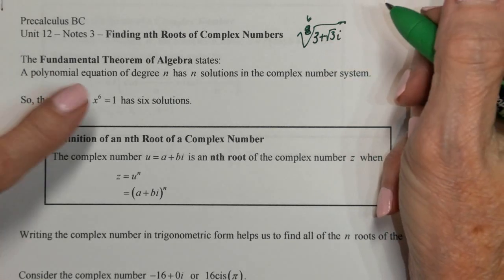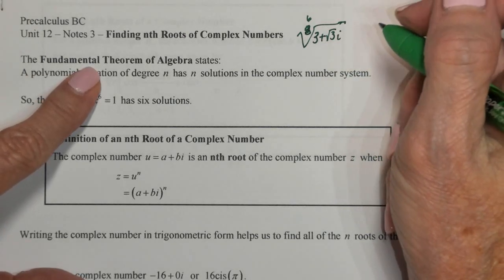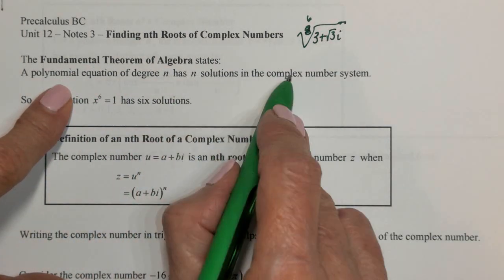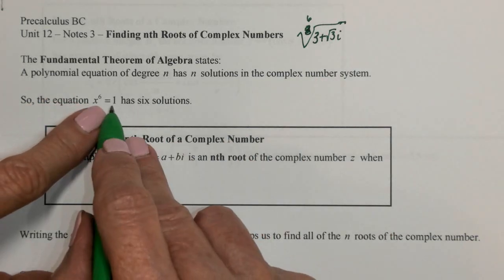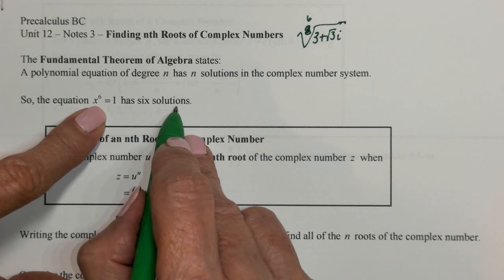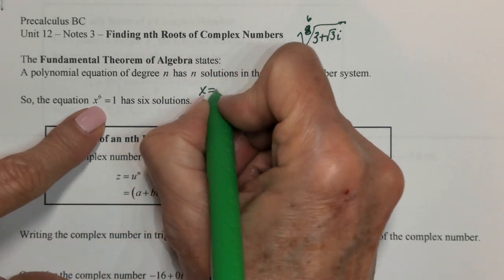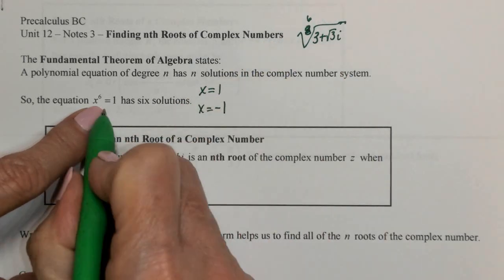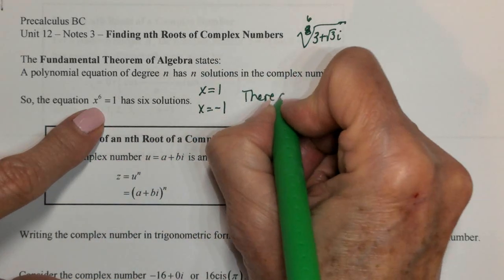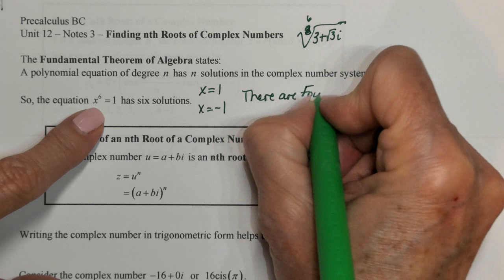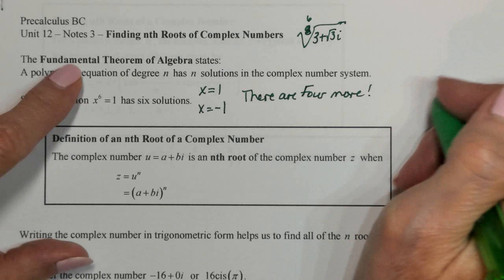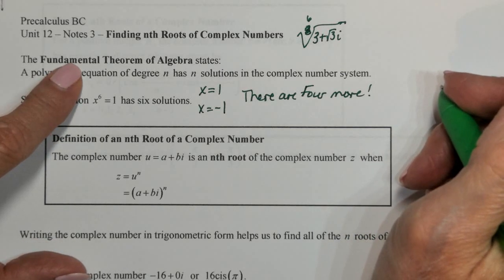So, to begin with, the fundamental theorem of algebra states a polynomial of degree n has n solutions in the complex number system. So this equation has 6 solutions in the complex number system. We know what 2 of them are. X equals 1 and x equals -1 will satisfy that equation, right? But there are 4 more solutions in the complex number system. I know there are because that is the fundamental theorem of algebra.